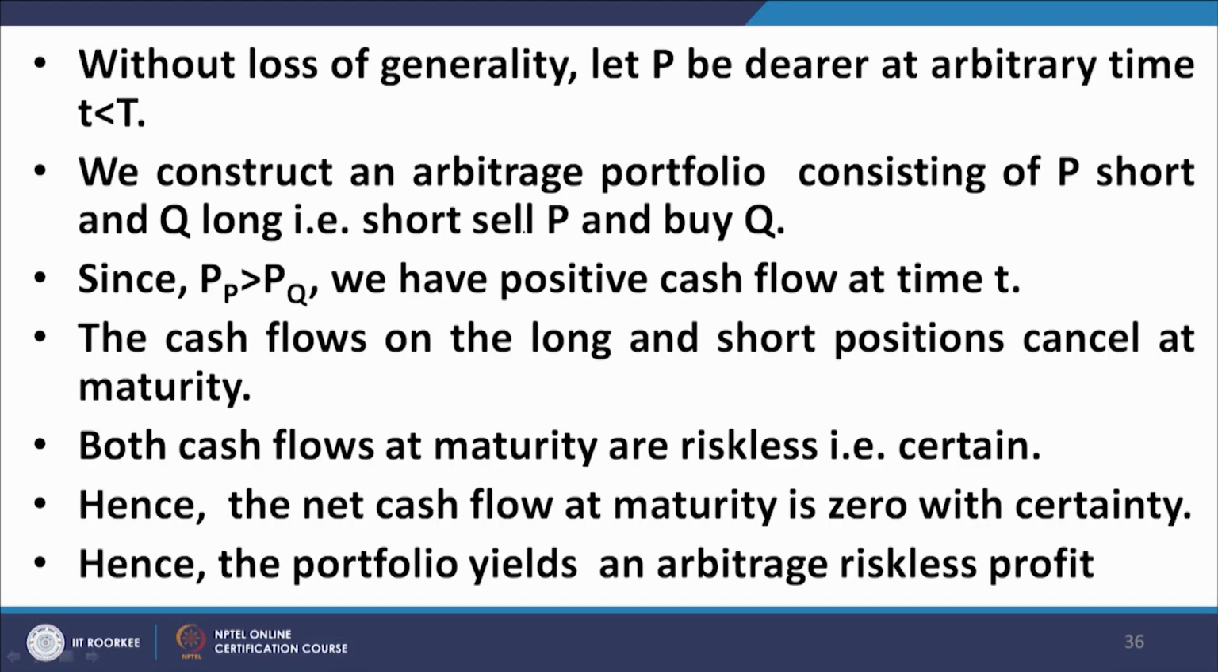We construct an arbitrage portfolio consisting of P short; P is more costly, Q is cheaper. So, what do we do? We sell P, which is more costly, and we buy Q, and form a portfolio consisting of Q long, P short. Remember, P is more costly, Q is less costly, P is dearer, Q is cheaper. So, you buy the cheaper one and you sell the dearer one.